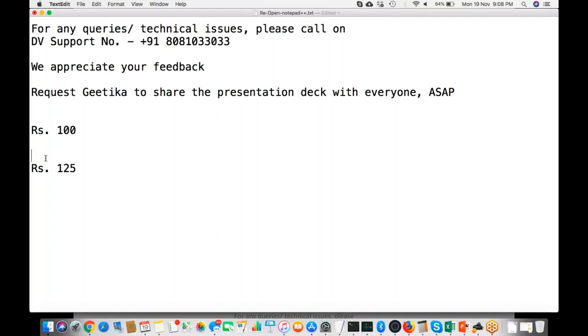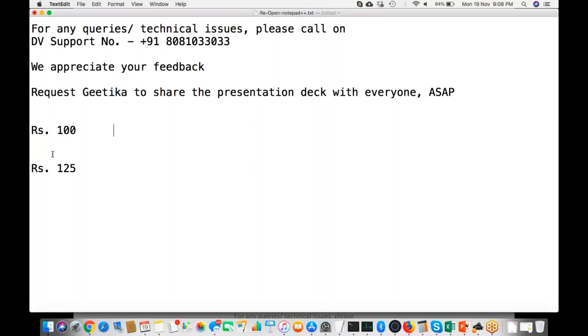Okay, it is one of our popular products because of its pricing also. That is playing a very important role in this. So what you can do, you can show price rupees 100 to 50% of your users, and to the rest 50% you can show 125. There are tools available, you can do that. Okay, it is possible to do this, that 50% of your users are seeing 100 rupees price, and the other 50% are seeing 125.